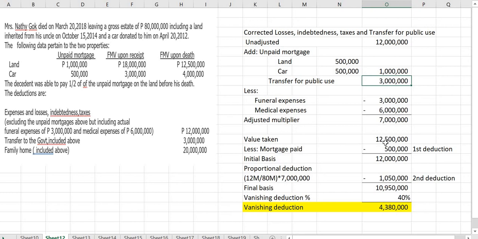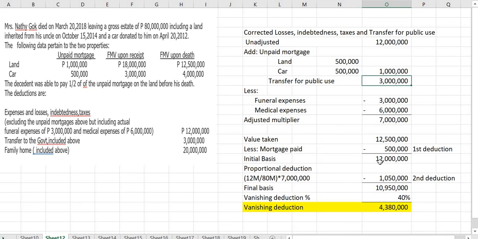So, why is this 12.5 million? Value taken is whichever is lower between the fair market value upon receipt and the fair market value upon death. Since the fair market value upon death was lower, we'll use 12.5 million. And then mortgage paid, that's actually half of 1 million. So, you have 500,000. It's the first deduction.